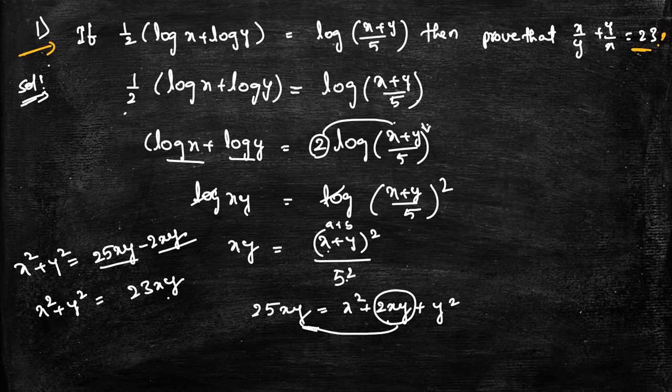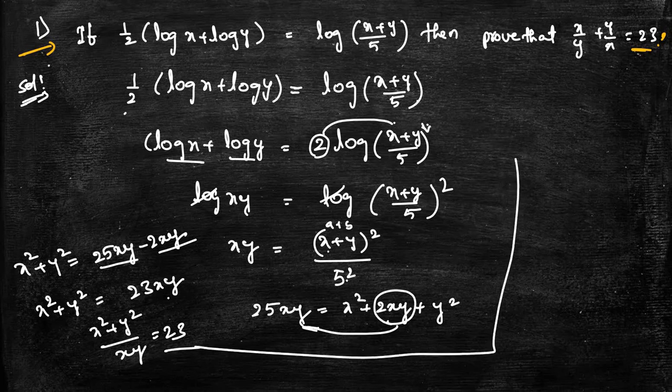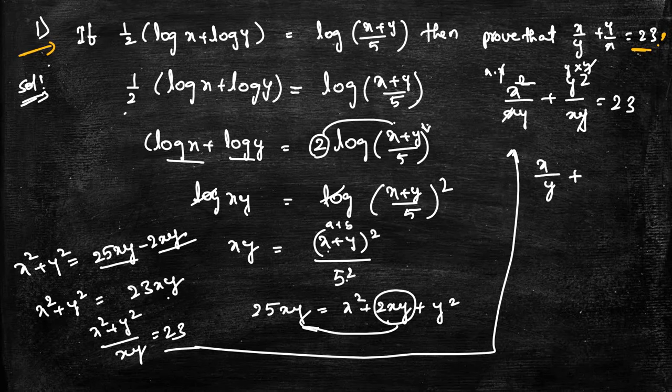Now we can write x square plus y square divided by xy is equal to 23. So it becomes x square divided by xy plus y square divided by xy is equal to 23. In x square, which is x into x, one x gets cancelled. In y square, which is y into y, one y gets cancelled. Now the answer is x by y plus y by x is equal to 23. He asked us to prove this only. This is the answer to the given question.